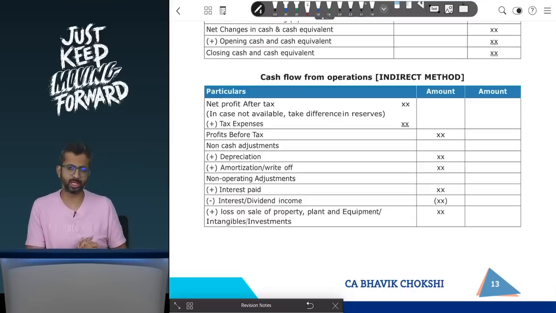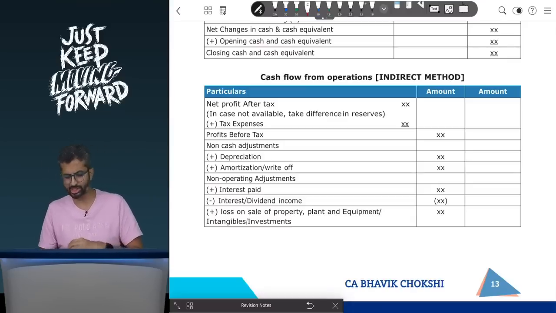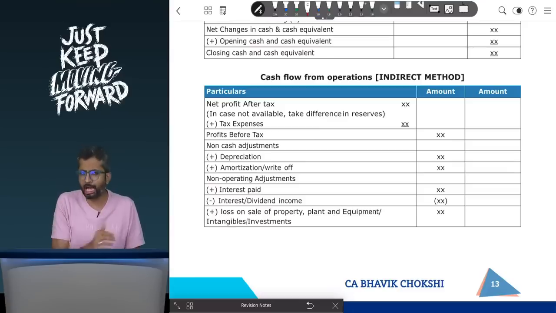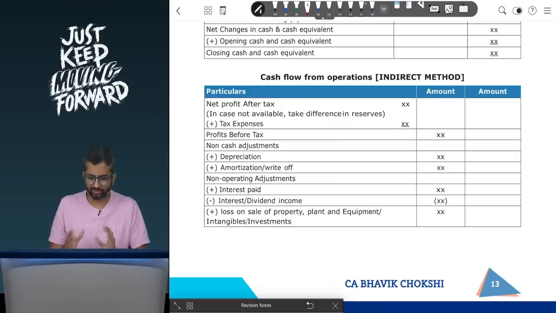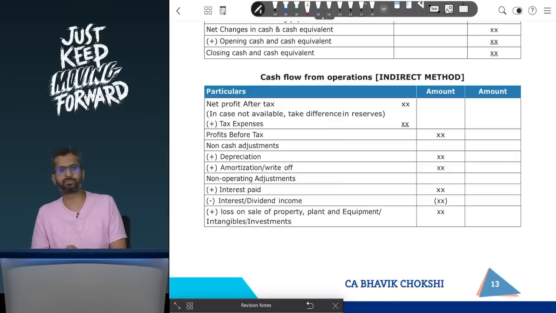Next, you go to accounting standard 4, AS4. This is contingencies and events occurring after the balance sheet date. Largely, a lot of the contingencies are actually discussed in AS29, but nevertheless, most of this standard pertains to the events occurring after the balance sheet date. 2 or 3 important things that you need to remember.